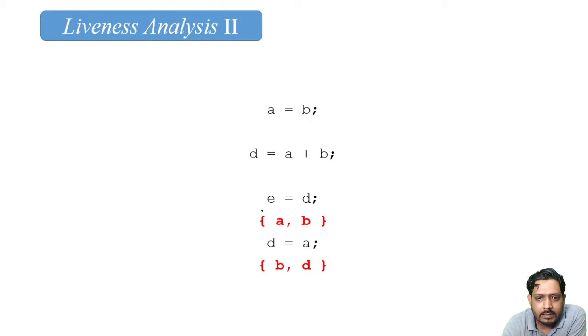Now see, in this particular set E is not there anyway, D will be live, so it will become A B D. In this A and B is live, D will be dead, so A and B, and here only B will be live.